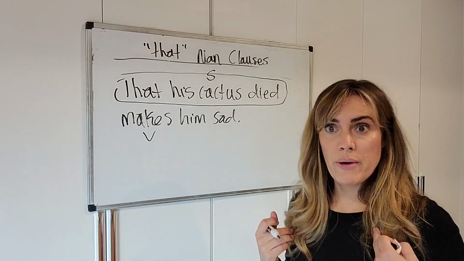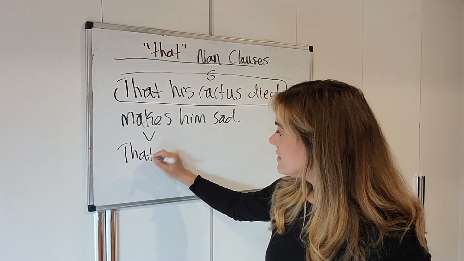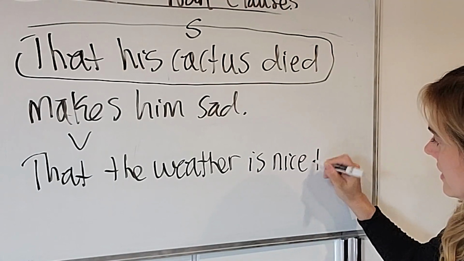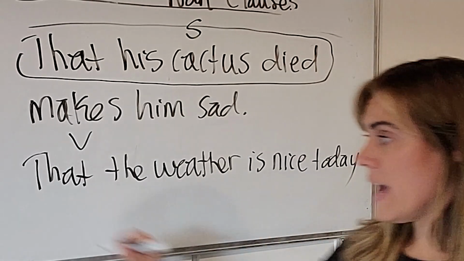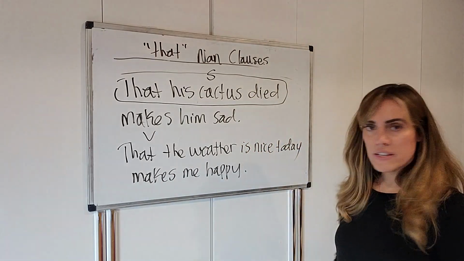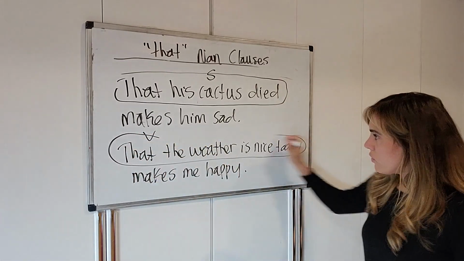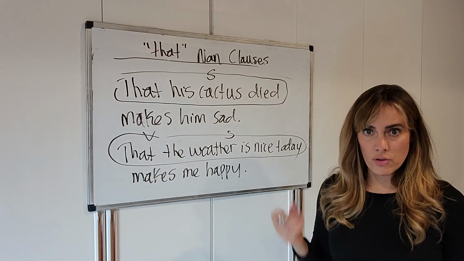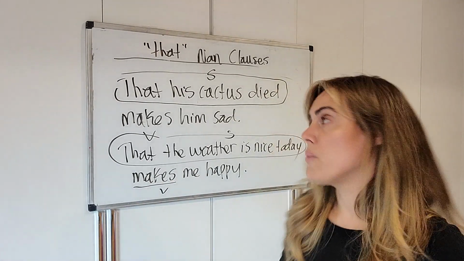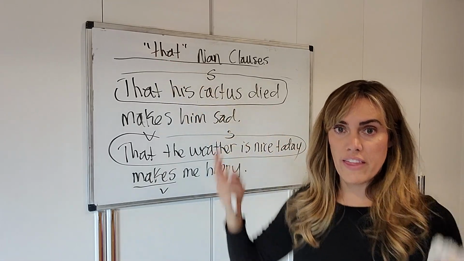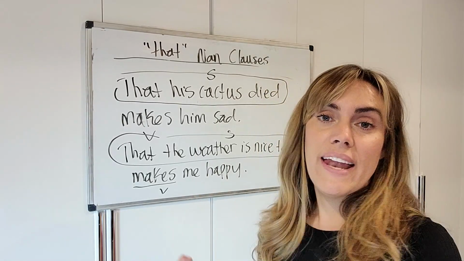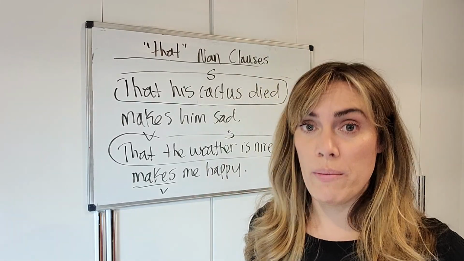And let's use my example about the weather. That the weather is nice today makes me happy. That the weather is nice today, that whole thing is the subject. It's a noun clause. Makes me happy. There's the verb. So the point is that when we use a noun clause that starts with the word that, we can use it as the subject of a sentence, which isn't that common, and as the object of a sentence, which is way more common.